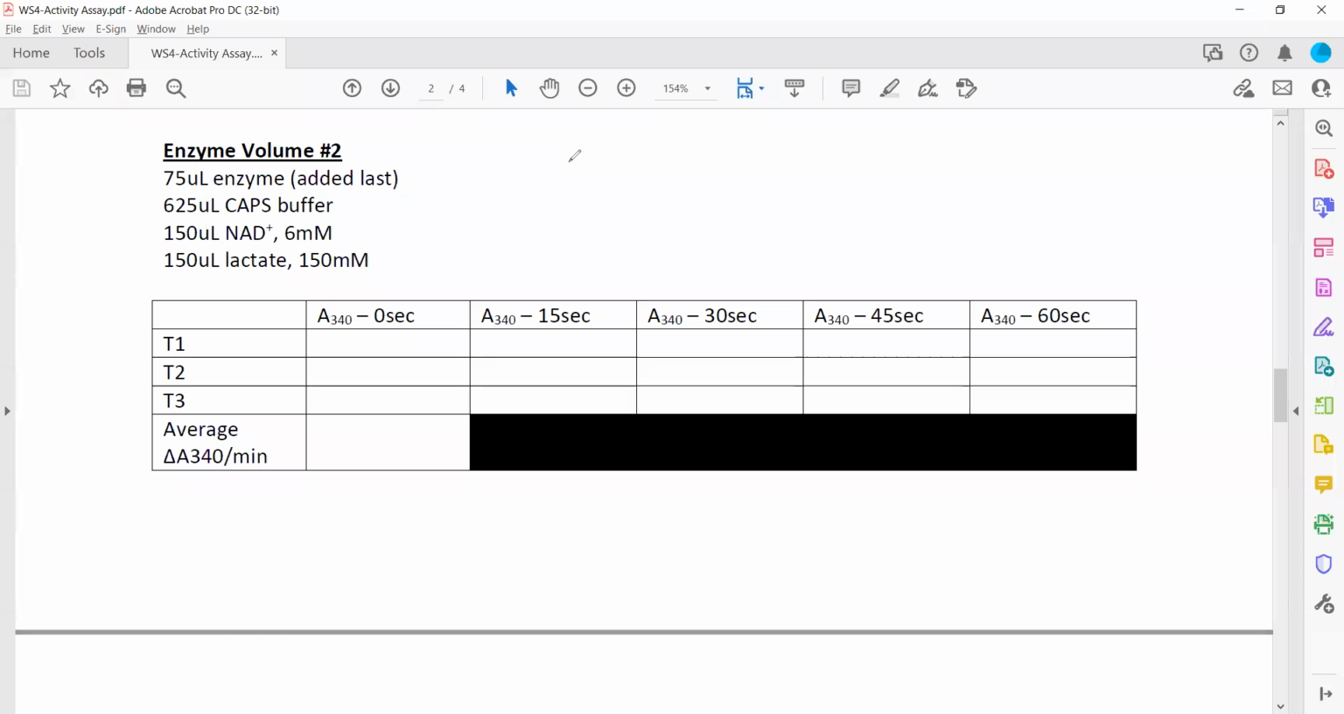Now, volume number 2. Well, in this case, you're going to change the mixture. You're going to put 625 microliters of CAPS, 150 microliters of NAD plus, 150 microliters of lactate. And then the last thing that you're going to add is 75 microliters of your enzyme. You're going to do that 3 unique times. You'll measure the absorbance at 0, 15, 30, 45, and 60 seconds. Again, we expect that our absorbance is going to increase.